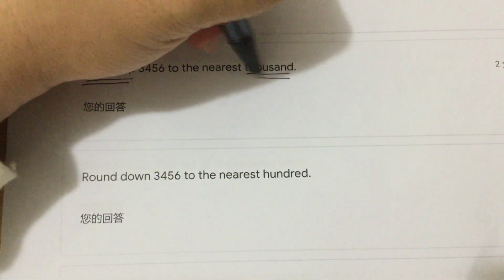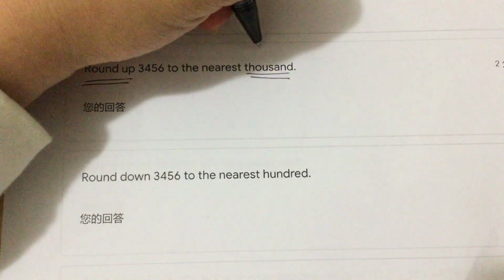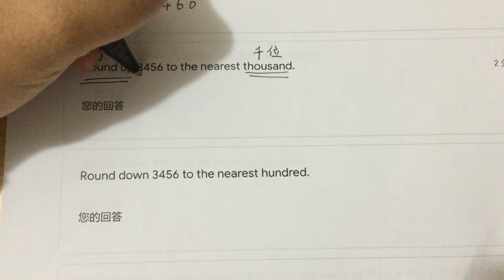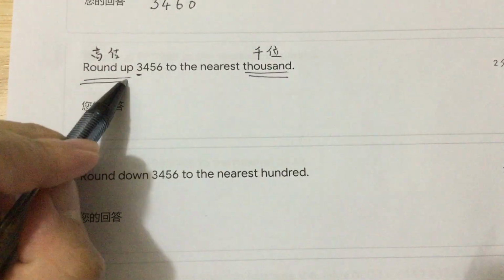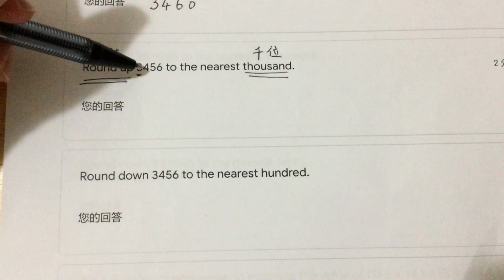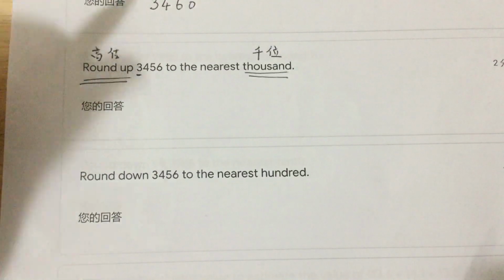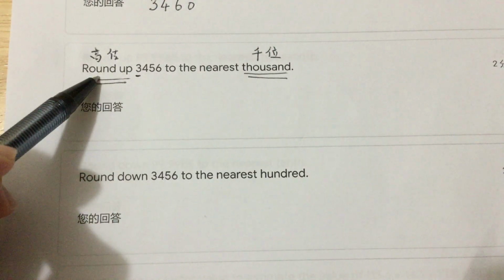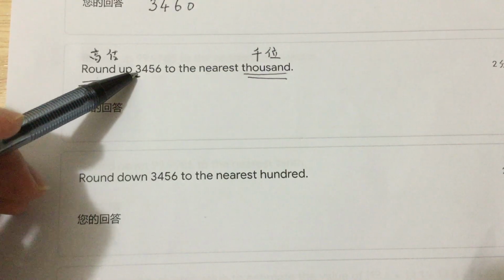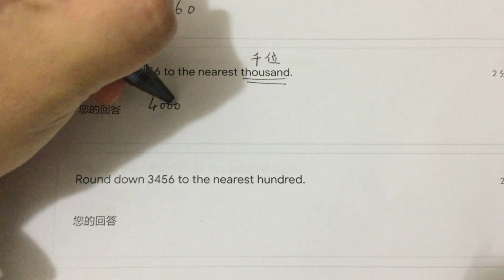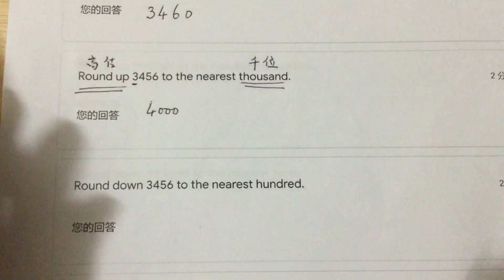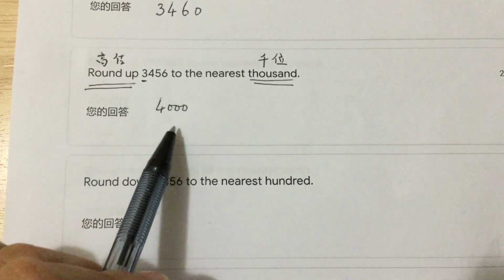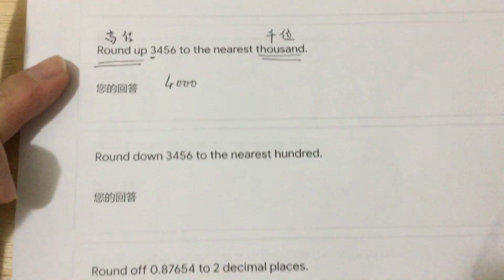So now we continue to the nearest 1,000. 1,000 in Chinese is called 千位. So that means we will consider the 3 here. For round up, every time I will add 1. So whatever the next number is, although it's 4, for round off I would only consider this as 3,000. But for round up, never mind, just 3 add 1. So this is 4,000. Every time for round up, you add 1 to the digit we want, so we will get 4,000 immediately.